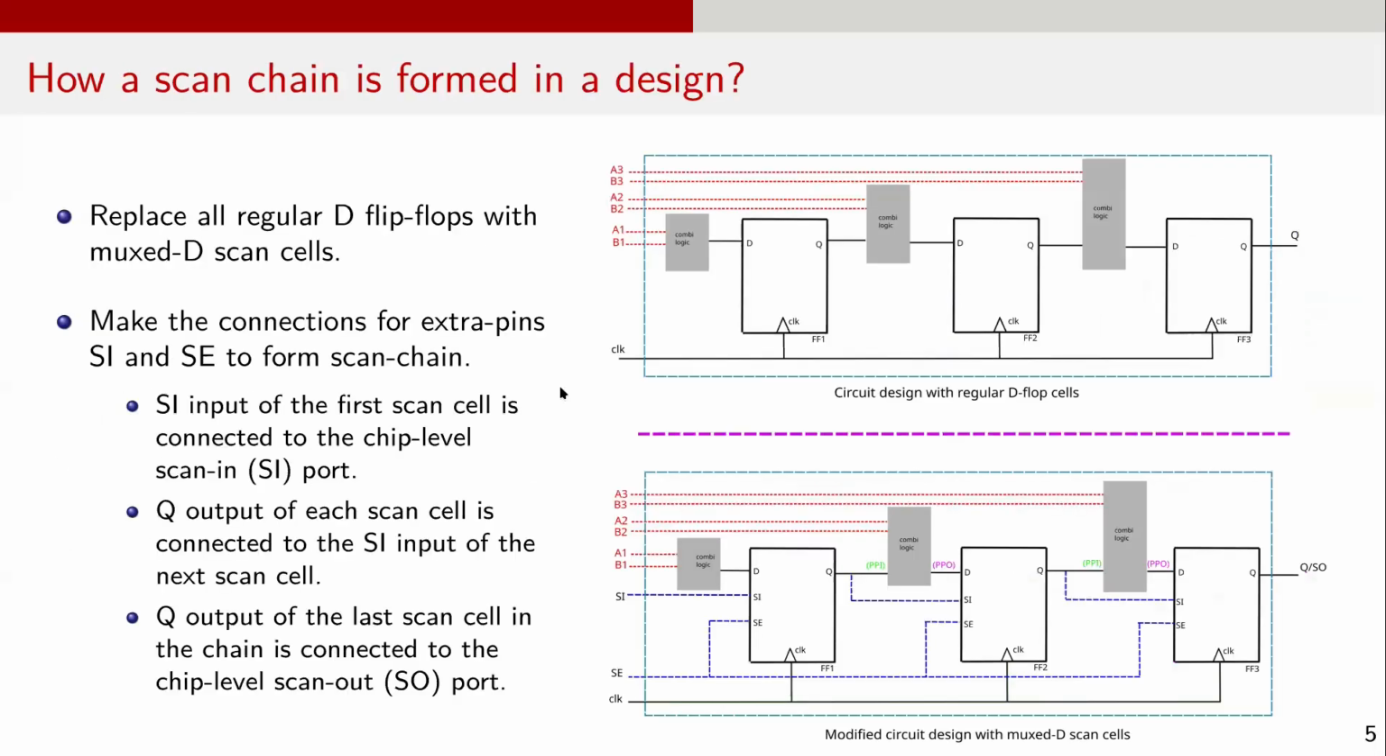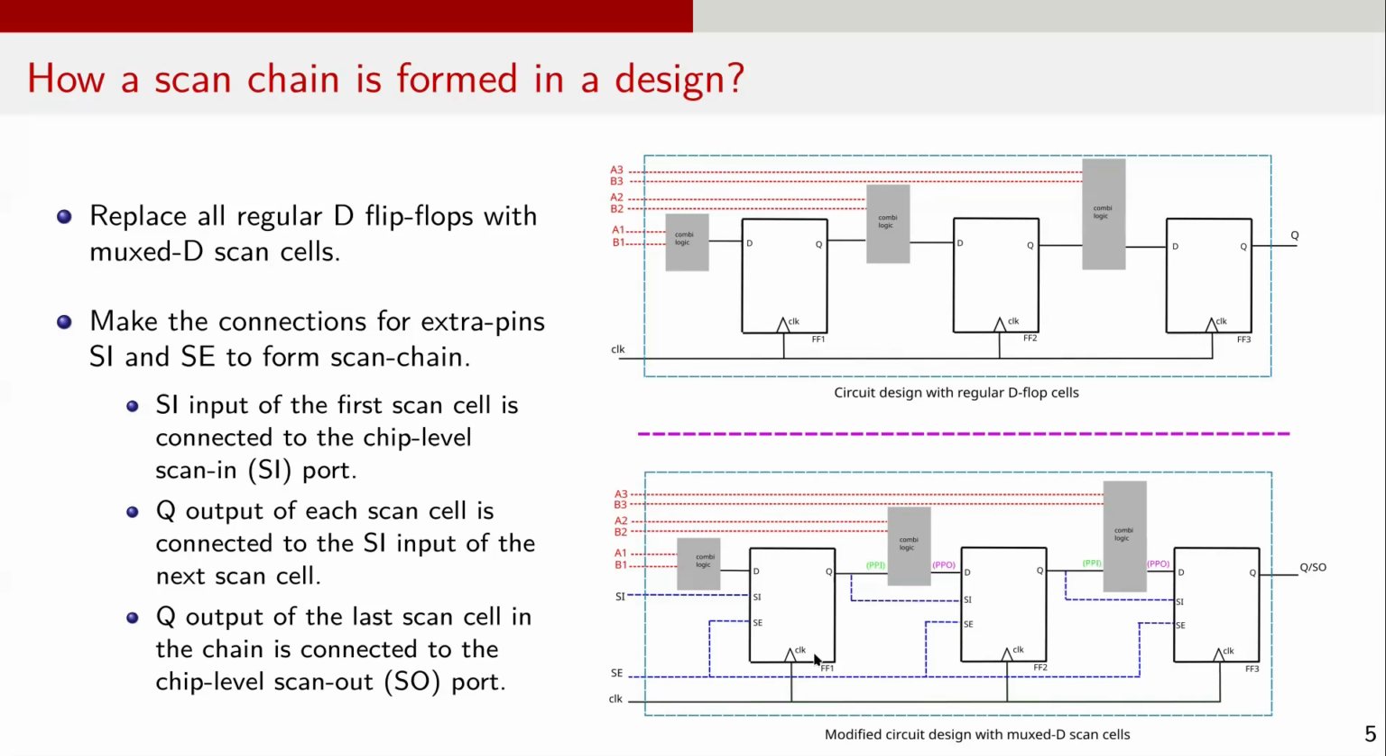Now that we understand what a scan cell is, let's discuss how a scan chain is formed in a design using these scan cells. Suppose we have a design with 3 regular D flip-flops with some combinational logic in between these flops, and we want to modify this circuit to enable testing of this circuit after the chip is manufactured. The modified circuit looks like this.